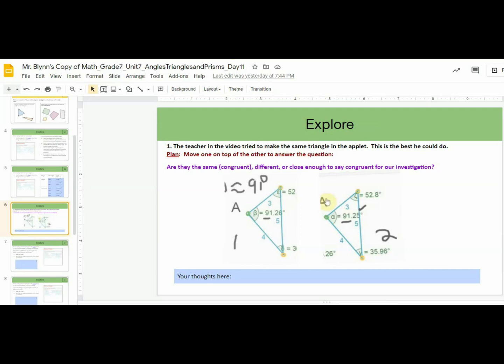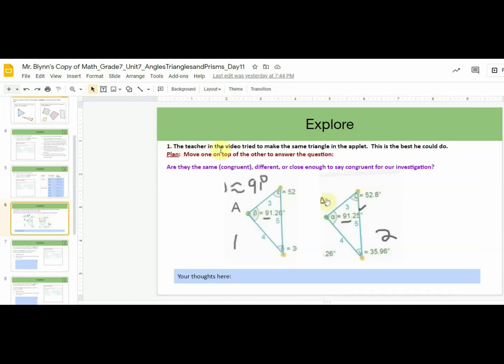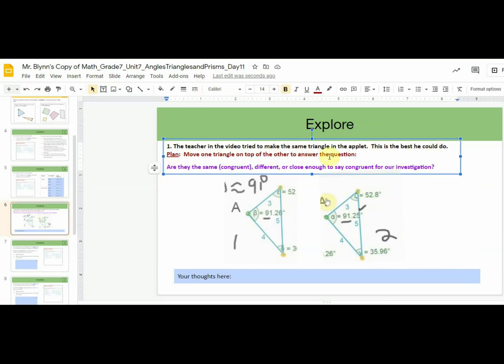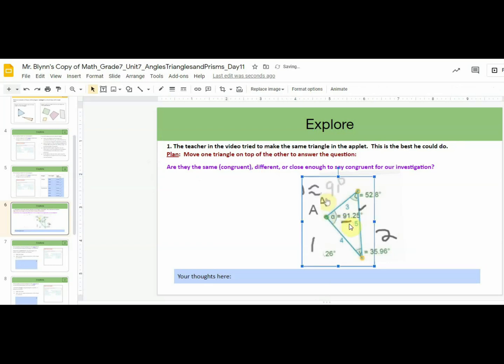To answer this controversy, you will find this slide right after slide D. The teacher in the video, that's yours truly, Mr. Blinn, tried to make the same triangle in the applet. This is the best he could do. Plan. Move one triangle on top of the other to answer the question. Are they the same, congruent, different, or close enough to say congruent for our investigation? So take the one triangle, superimpose it, and what do you think?